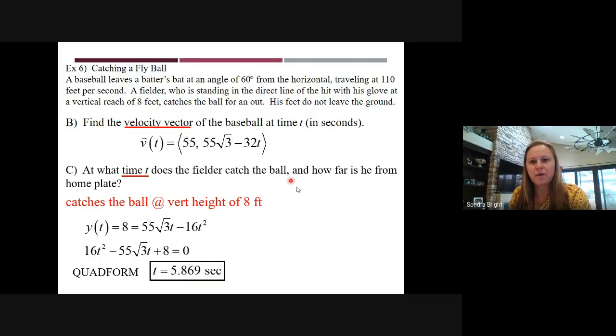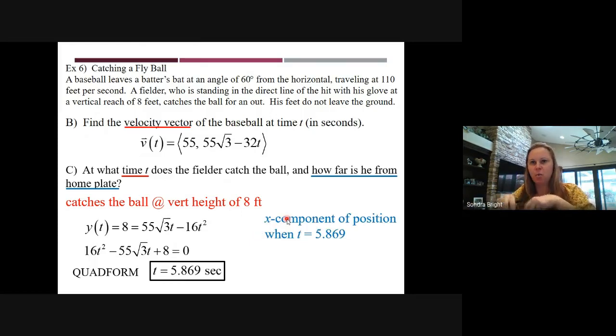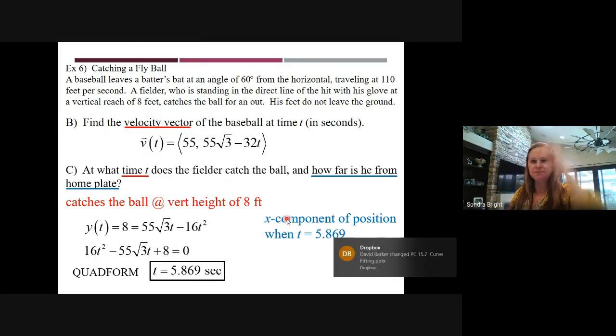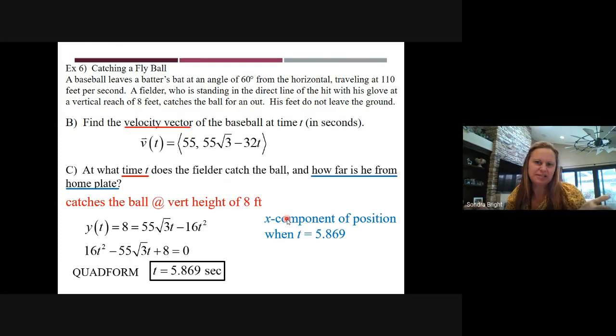Then they also want to know, how far is he from home plate? From home plate, that's the x component. That's the horizontal. Think about it like you're walking horizontal, and your vertical is the y, horizontal is the x, or on flat ground is the x component, right? So we want the x component when t is 5.869 because we just found it. Your x component was 55 times t, so you just go 55 times 5.869, and you'll get 322.795 feet.